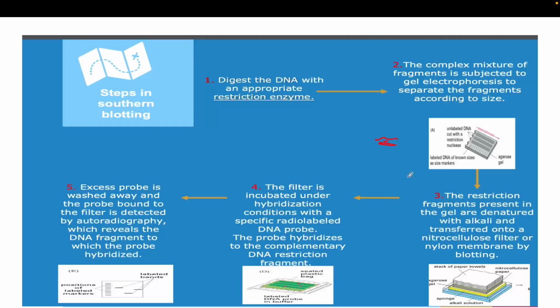Like in the case of PCR, we first denature the DNA, and after denaturation only then the primer can come and attach. Like that, here also we have to denature the DNA. So the restriction fragments present in the gel are denatured with alkali like NaOH or some other strongly basic reagent. We first denature it and then transfer it onto the nitrocellulose or nylon membrane by blotting.